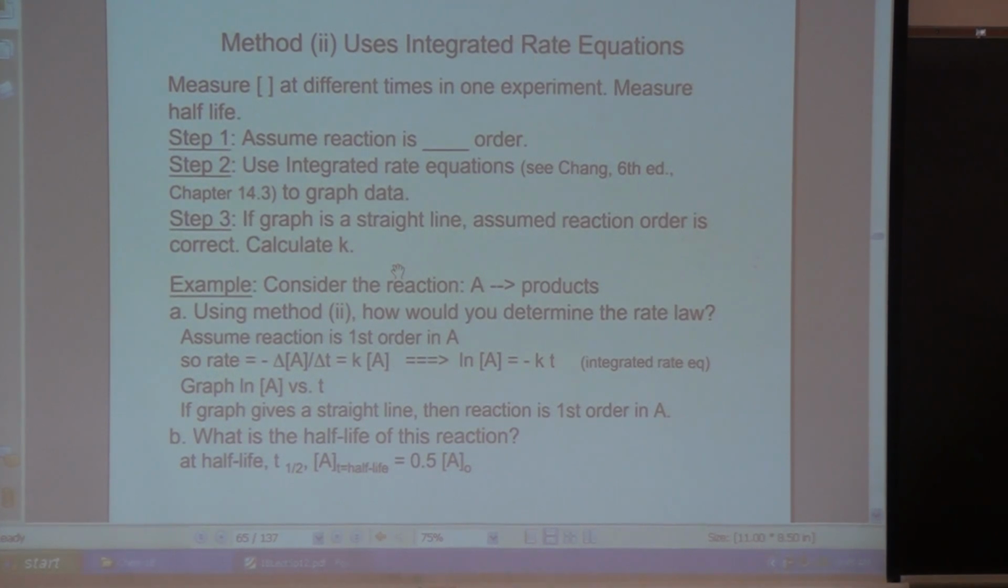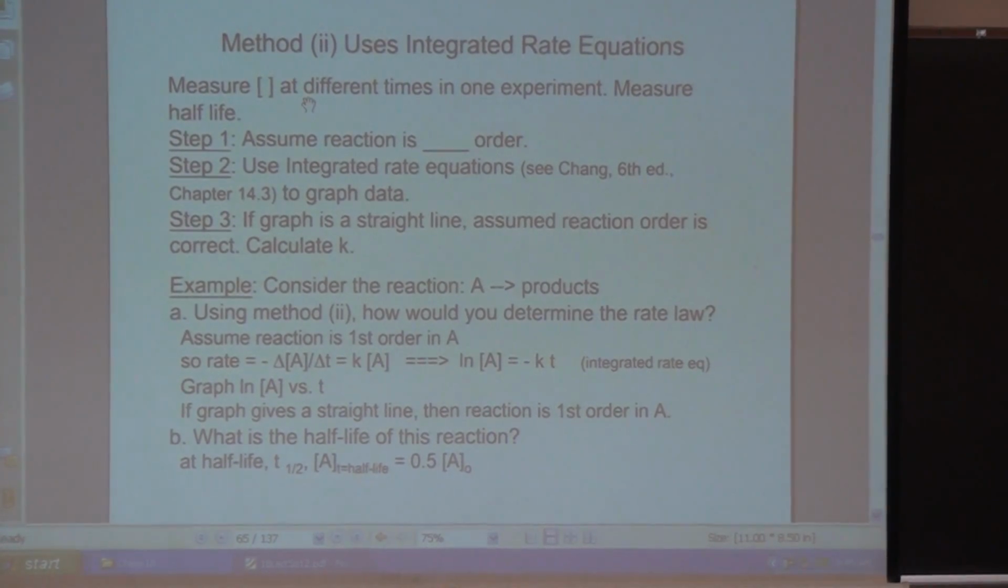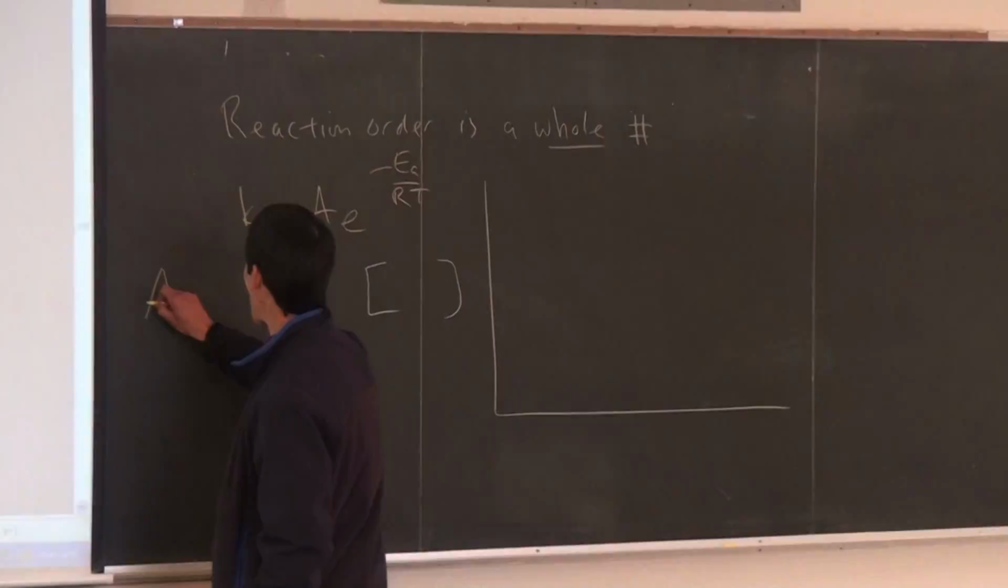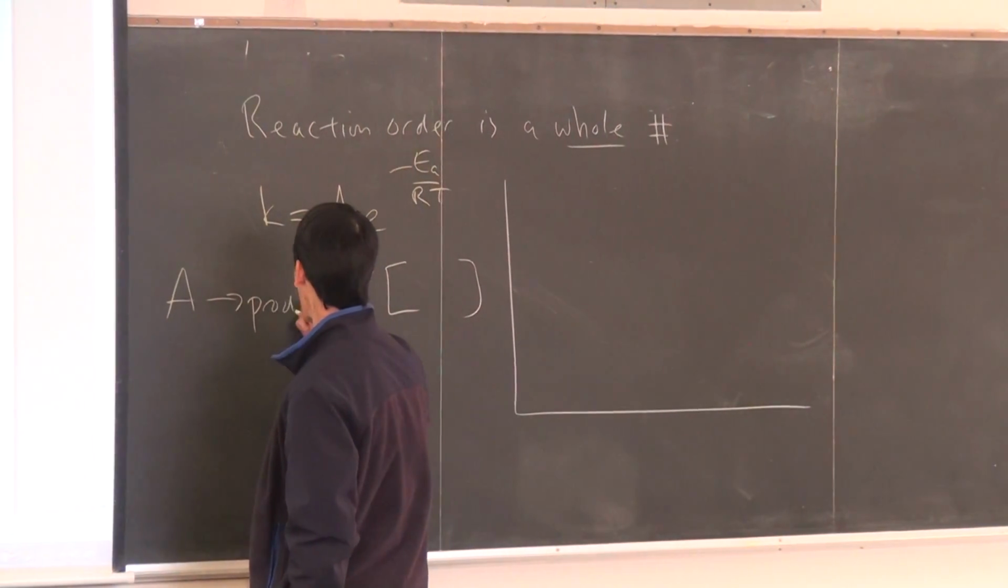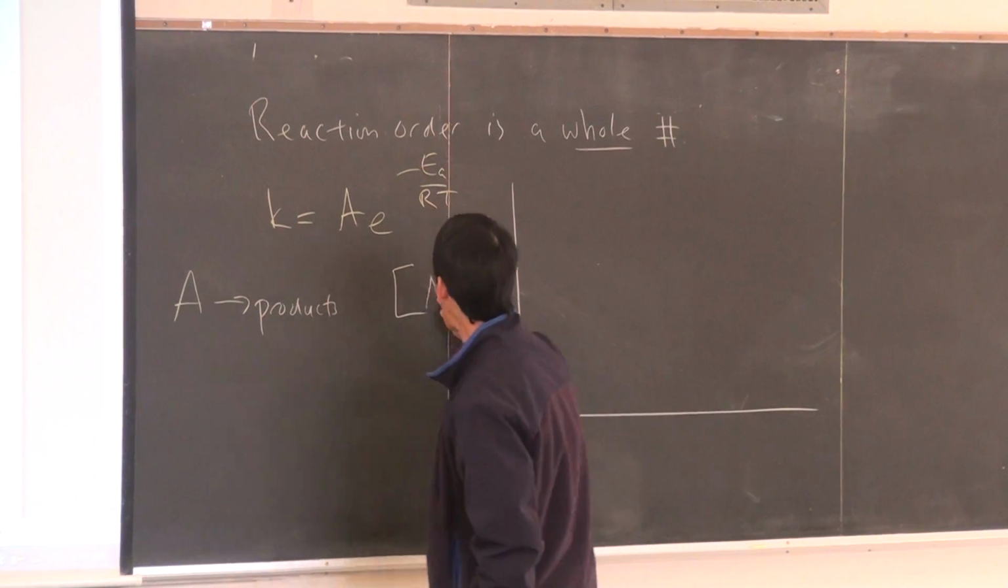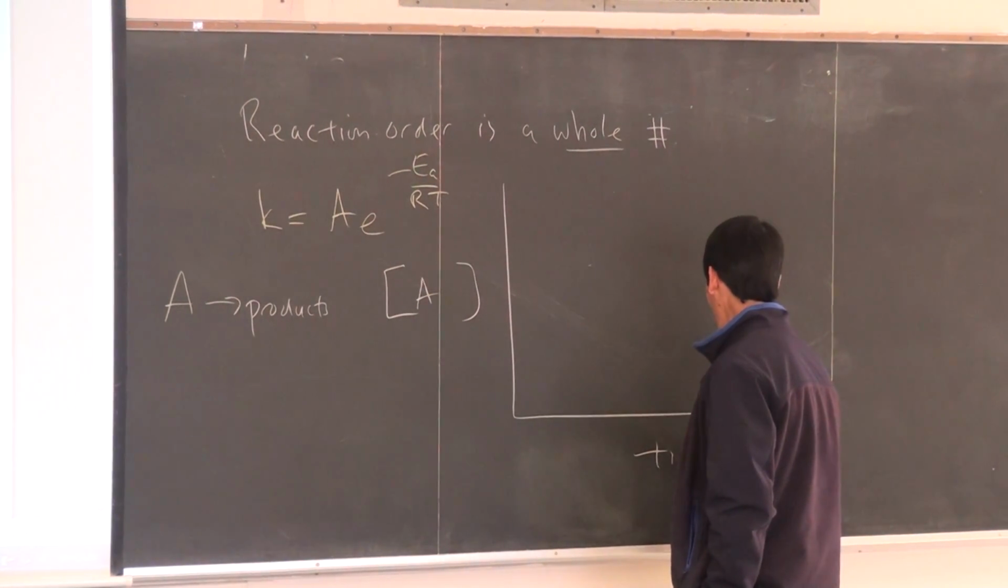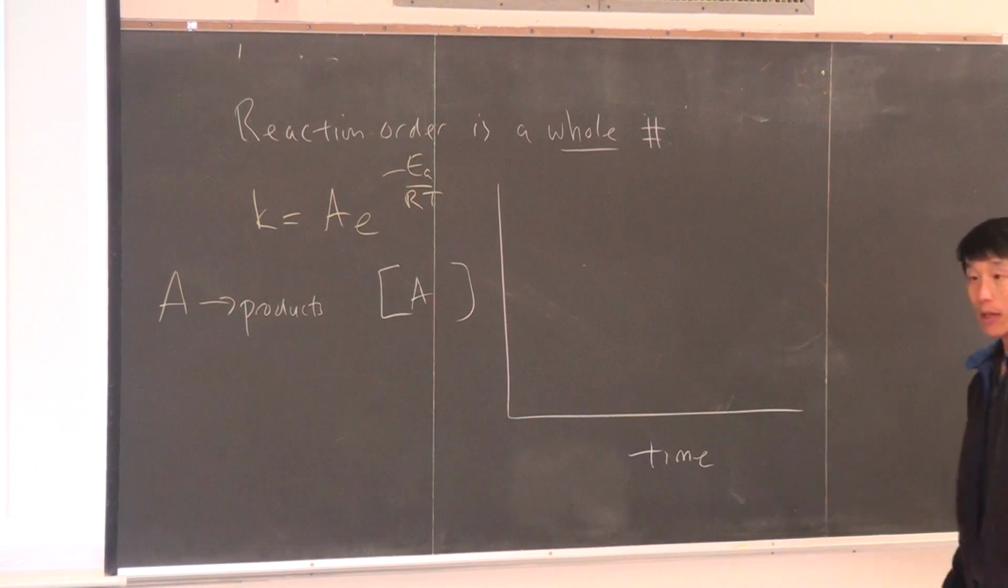Now here's the second way to determine the rate law for a reaction. In this method, you actually only have to do one experiment. You do an experiment and measure the concentration at different times. So how would this concentration versus time graph look? Let's say we have this reaction with A going to products, and this is the concentration of A, and we're plotting A versus time. What would this graph look like?